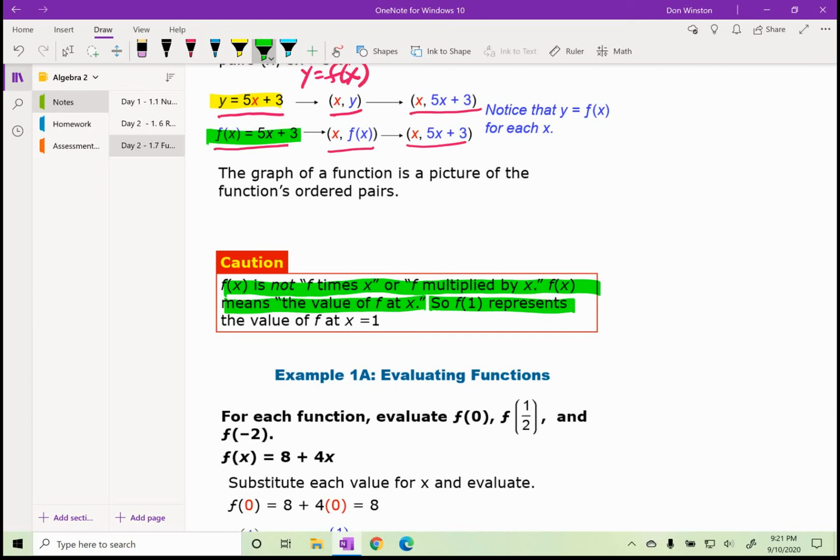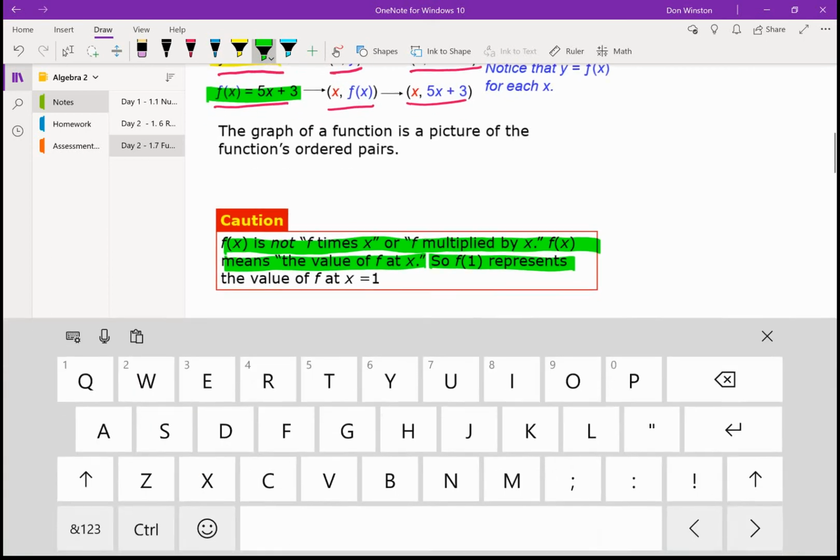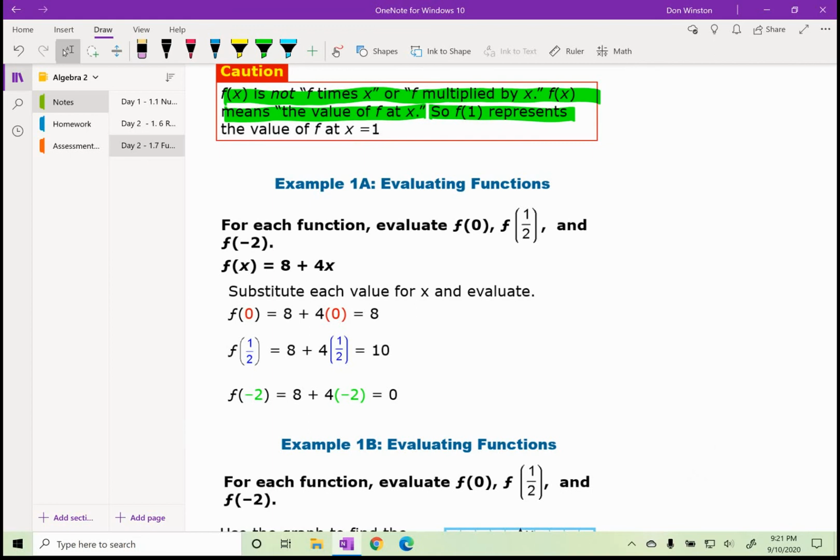Okay? Six chocolate chip cookies or half a dozen of the same batch. It's all the same. It's all good. Okay? Y or f of x. So for each function, evaluate the function when x is equal to 0, or x is equal to 1/2, or x is equal to a negative 2.